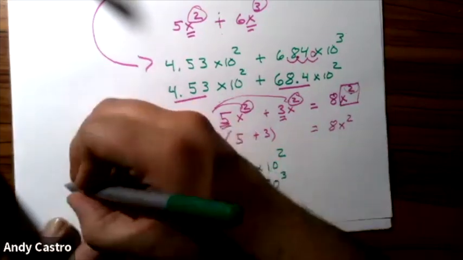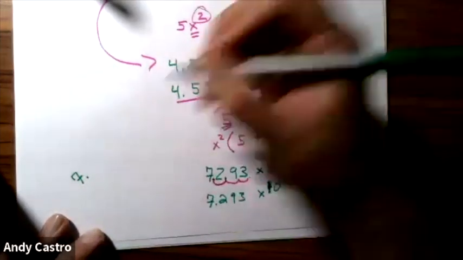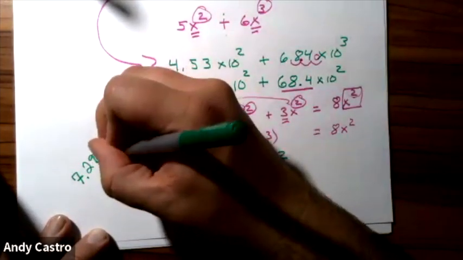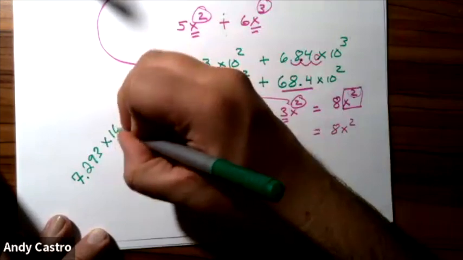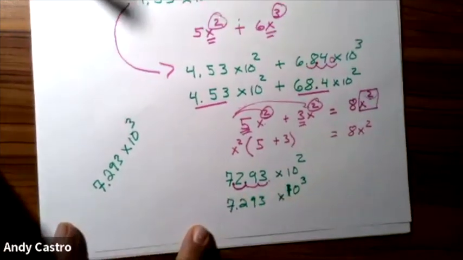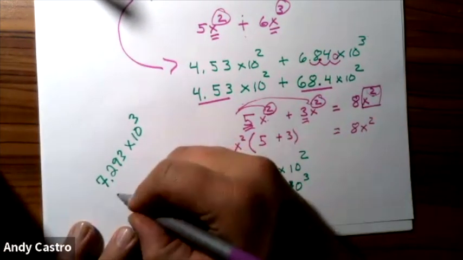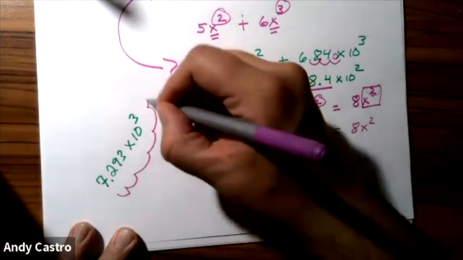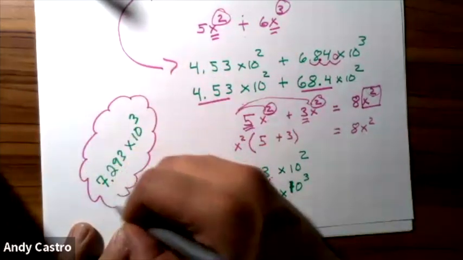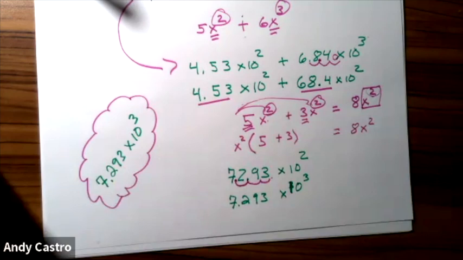So our final answer, I'll write it over here, is 7.293 times 10 to the third. All right, that'll be your final answer. 7.293 times 10 to the third.